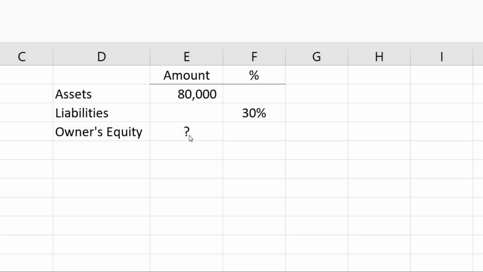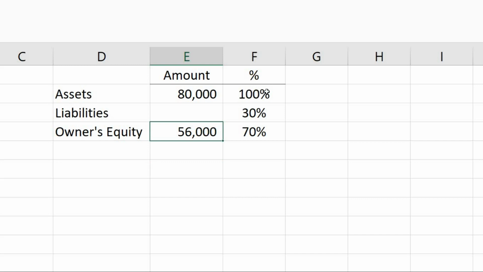So, how do we compute our owner's equity? Take note, class, that our assets represent 100%. So, if your liabilities are equivalent to 30%, it means your owner's equity is 70%. That is 100% minus 30%. So, this is 70%. If you know that owner's equity is 70% based on the assets, because assets are our base, our 100%, then you simply multiply 80,000 by 70%. So, your owner's equity will be equivalent to 56,000.